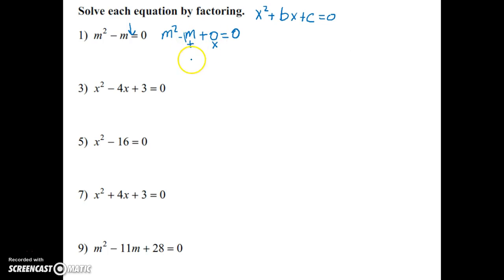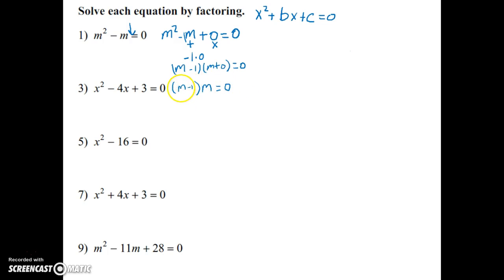Well, I can multiply any number by 0 and still get 0. So let's multiply negative 1 times 0, and that will give me 0. So this is going to work for my two terms. So I go ahead and write it out as m minus 1 times m plus 0, and I can simplify that. So this is now m minus 1 times m. And again, each of these equations is set equal to 0. That's how we're going to solve them.